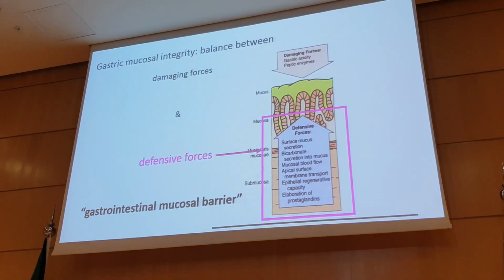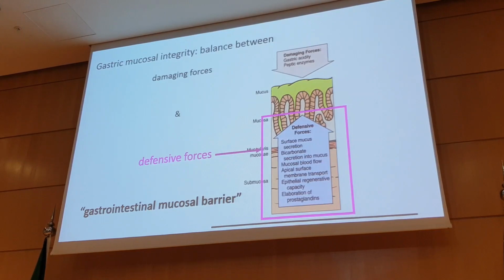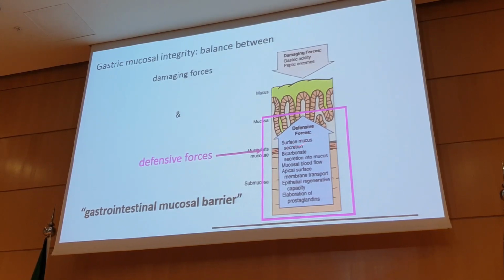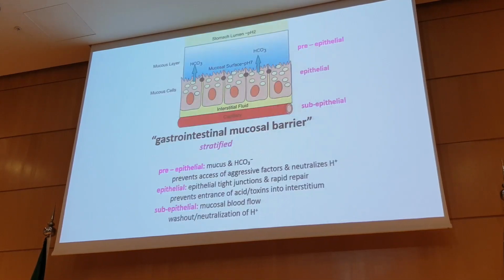All right, we're going to cover the defensive forces. We're going to cover all of these, okay? No problem. And we know most of them, all right? So it's not going to be an issue. Number 1 is mucus secretion and bicarbonate, just like you said, right? Let's take a look at that.